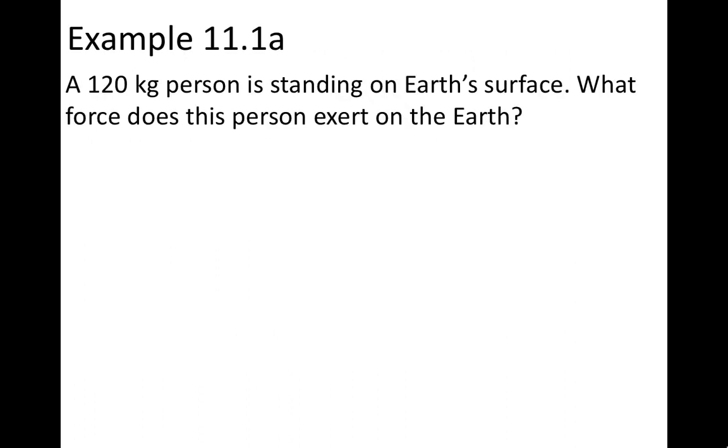A 120 kilogram person is standing on Earth's surface. What force does this person exert on the Earth? A person exerts a force on the Earth? Well, if a person is standing on Earth's surface, they are a certain distance away from Earth's center, because we always measure r from center to center. So that's the distance to Earth. It's the Earth's radius. And the person is pulled downwards with a force equal to their weight. And 120 kilograms weighs 1,200 newtons.